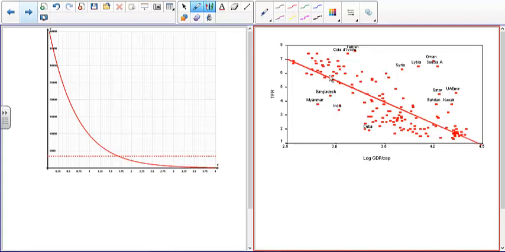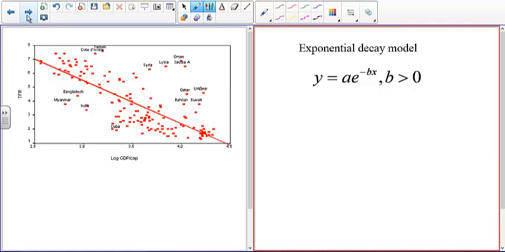So this is the same. This is TFR. What does that mean? I'm not sure what that means.